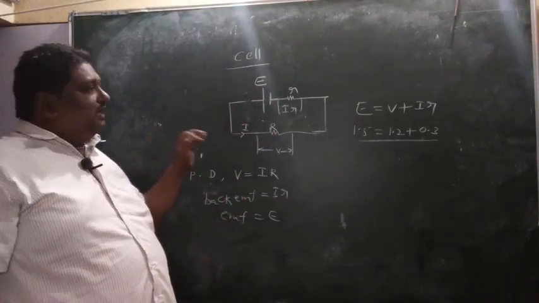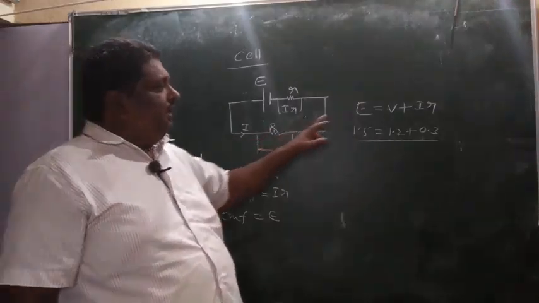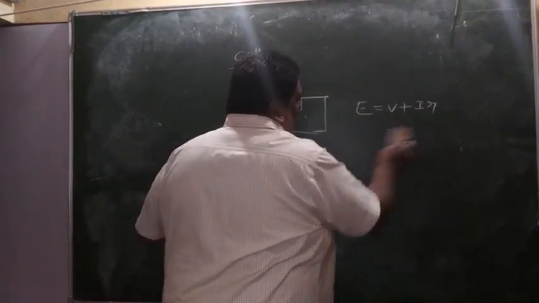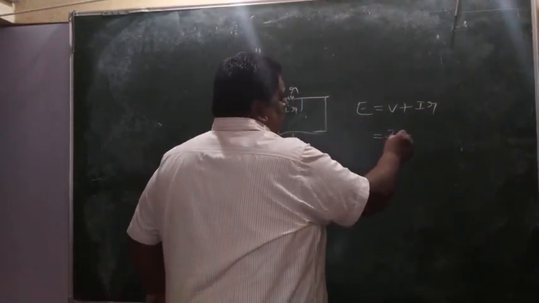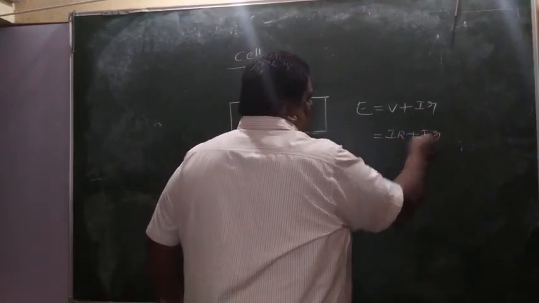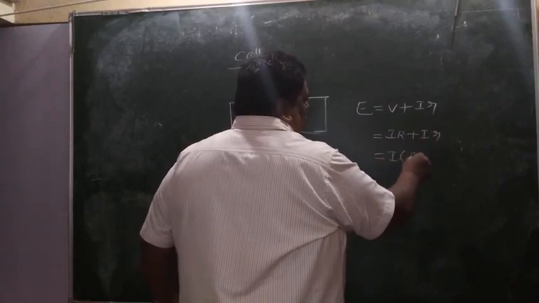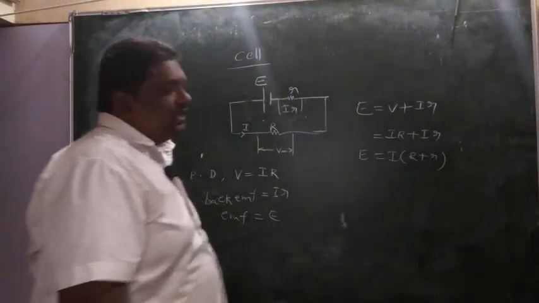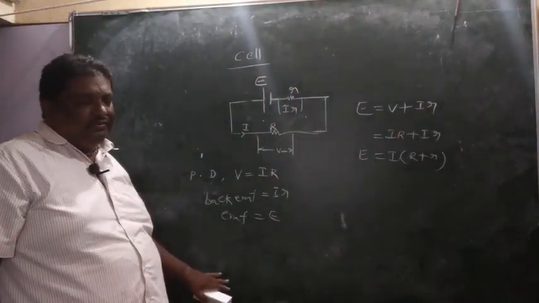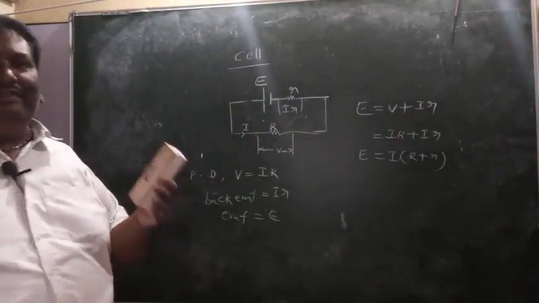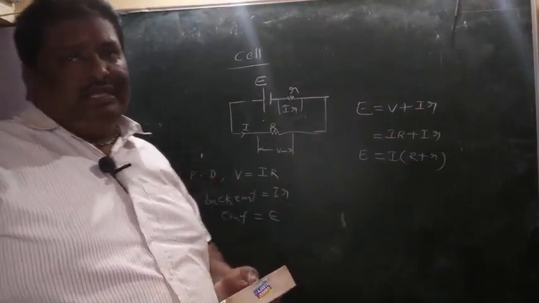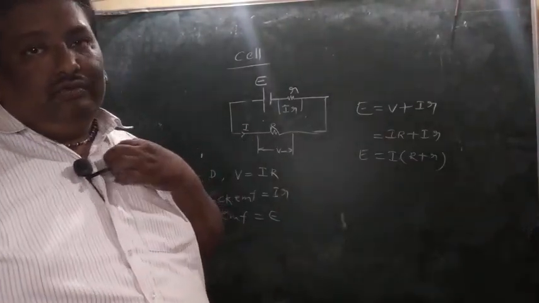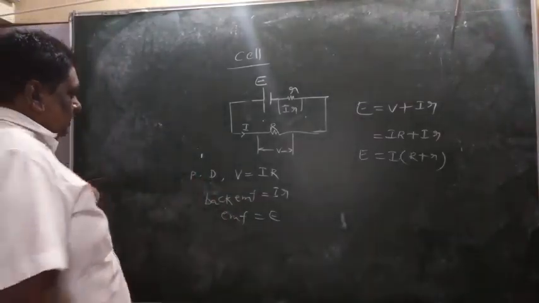So when the battery is discharging, what is the formula? E is equal to V plus IR. Suppose you want the V value, then V is IR plus I small r. So I into R plus small r is equal to V. This is also one equation. So if nothing is told, definitely there will be some internal resistance. Otherwise they will mention clearly that resistance is 0.